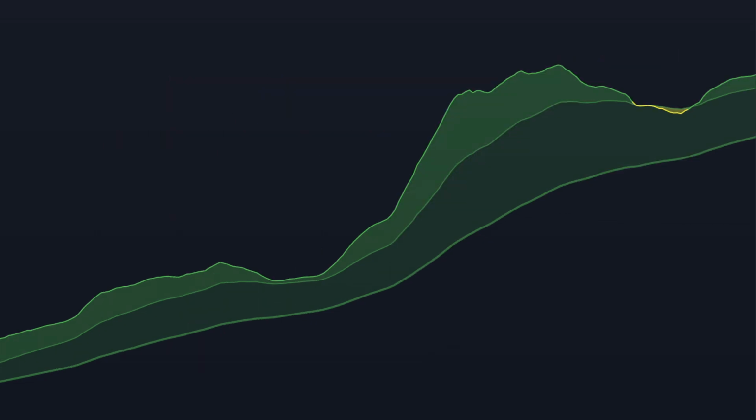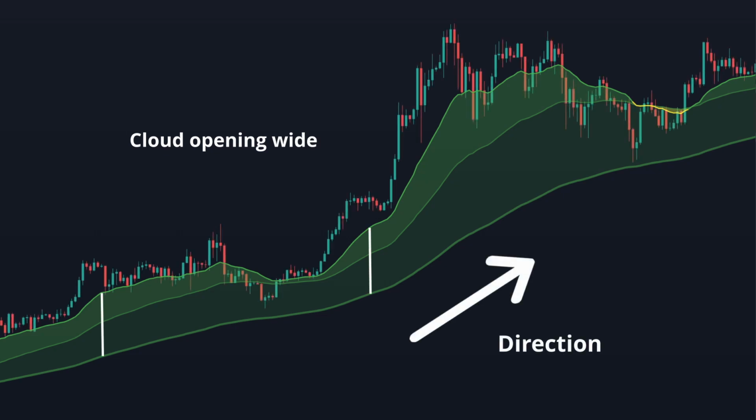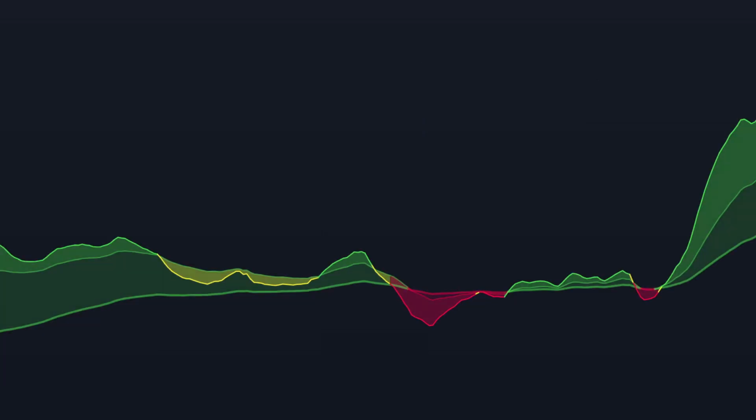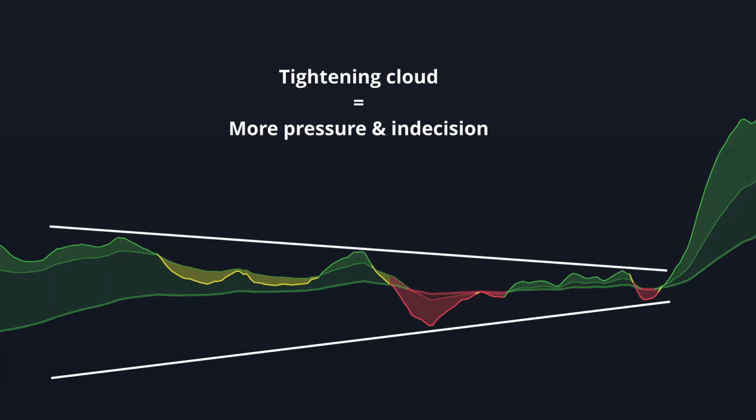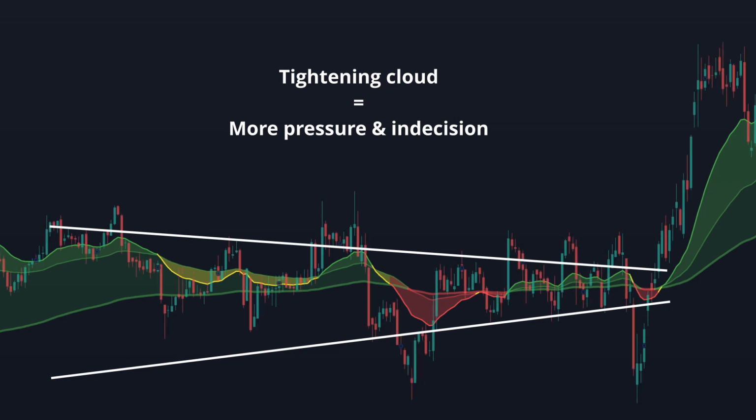First up, the cloud's width. A wide cloud like this one signals a strong trend. Think of it as the market confidently moving in one direction. On the flip side, a tight cloud like we see here often hints at an imminent price move. It's like a coiled spring, ready to release energy in either direction. Check out how this tight cloud preceded a sharp price drop.